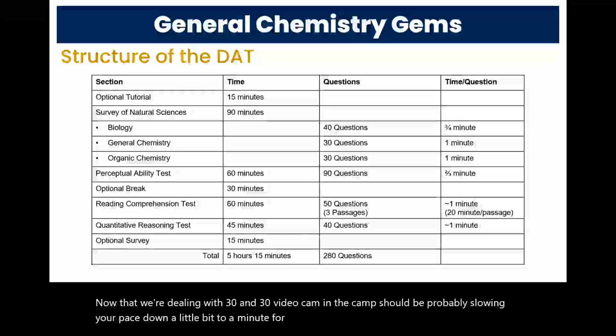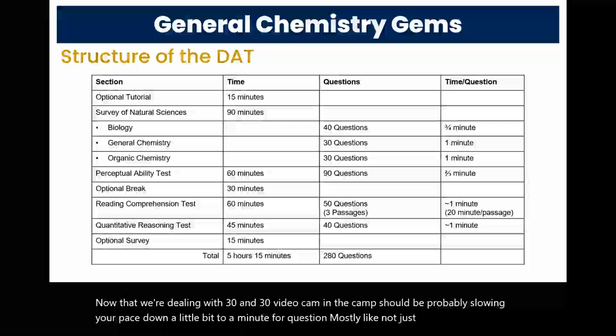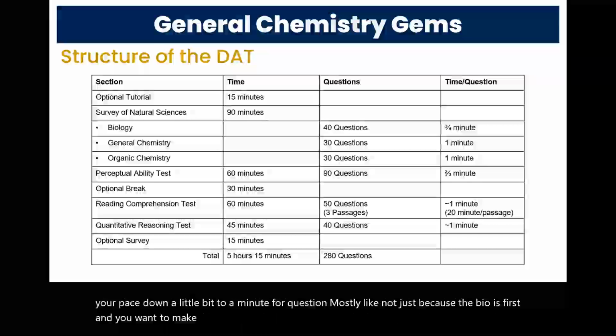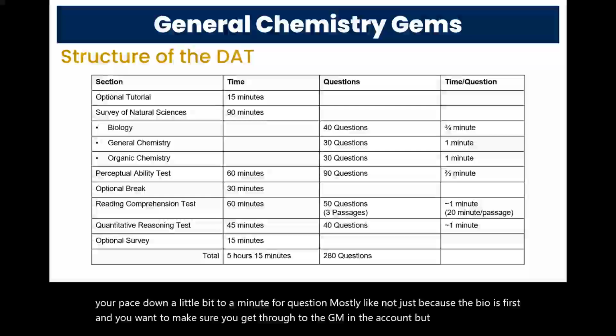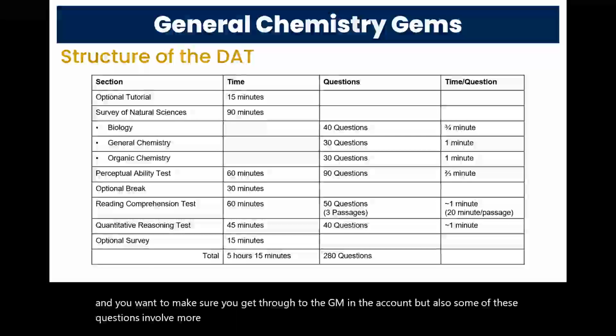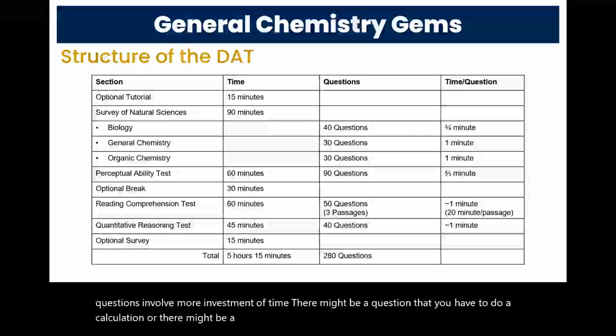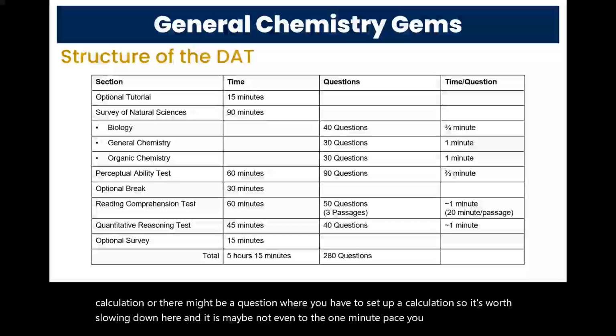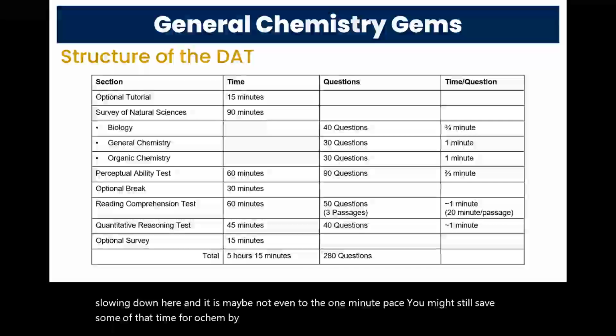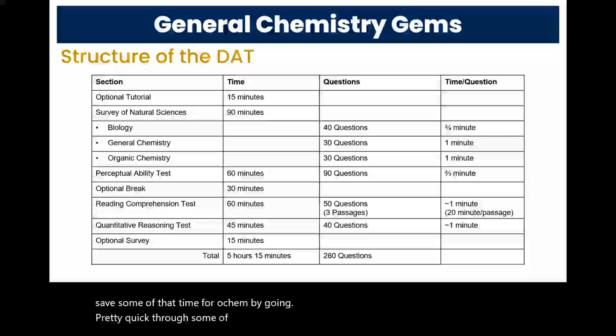Mostly, it's not just because the bio is first and you want to make sure you get through to the GChem and the OChem, but also some of these questions involve more investment of time. There might be a question where you have to do a calculation, or there might be a question where you have to set up a calculation. So it's worth slowing down here. And it's maybe not even to the 1 minute pace. You might still save some of that time for OChem by going pretty quick through some of the questions.